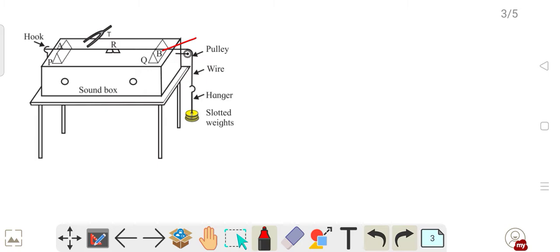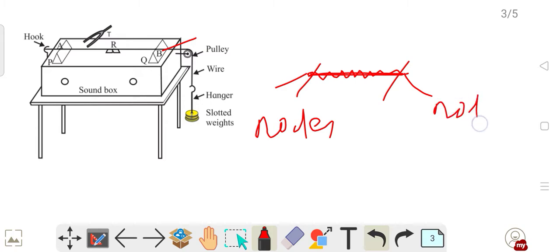What happens if the wire, this wire or the string you see, is plucked at a point midway between two bridges? If you see, this is the bridge, then if it is plucked here, this string will start vibrating, isn't it? And these points will become what? These points will become nodes in this case, because it is fixed over there. So these points will be nodes, and other points in between on the string can be antinodes, but at these points nodes will always be there.